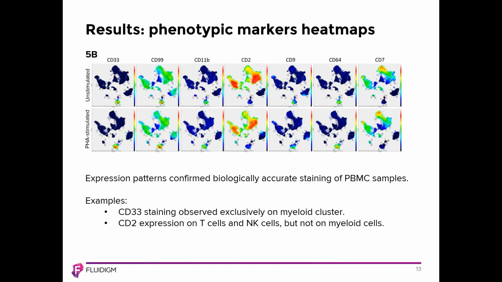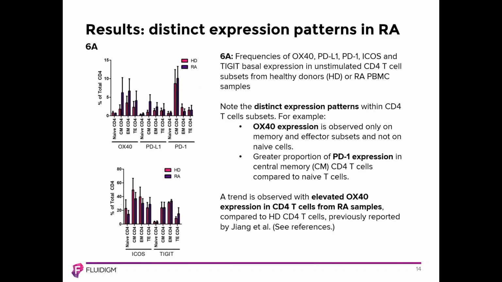We can also then look at the expression patterns of the phenotypic markers that we added into this panel. And again, we can validate that these expression patterns align with what is biologically known. For example, CD33 expression is observed in the myeloid clusters, and CD2 expression, for example, is shown in the T and NK cell clusters, but not on the myeloid cells, suggesting that we're getting specific staining of the immune cells that we should be getting.